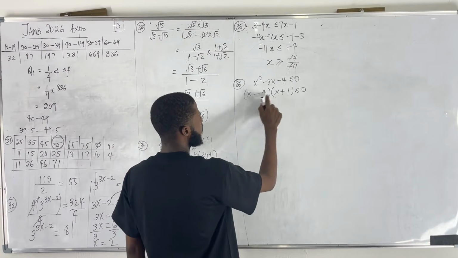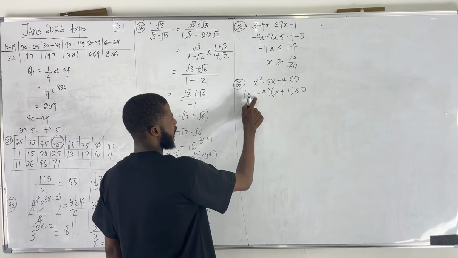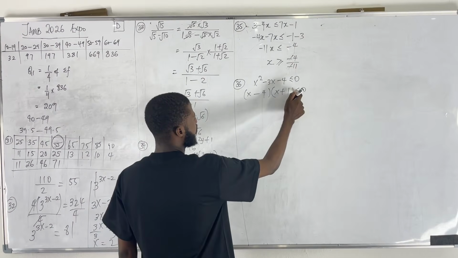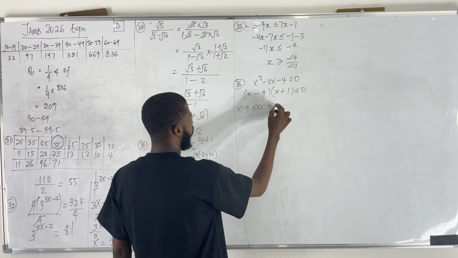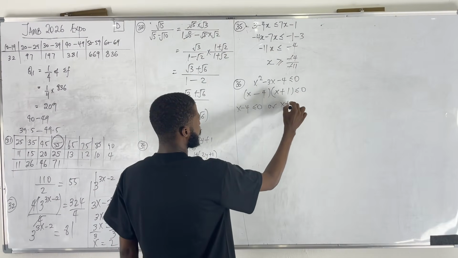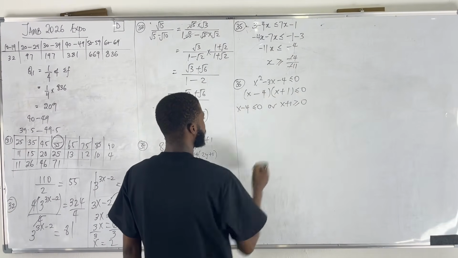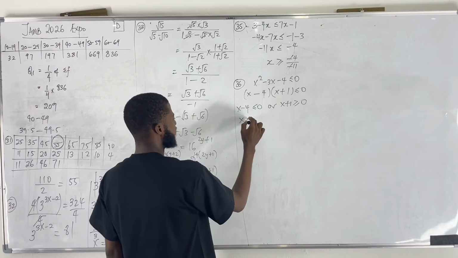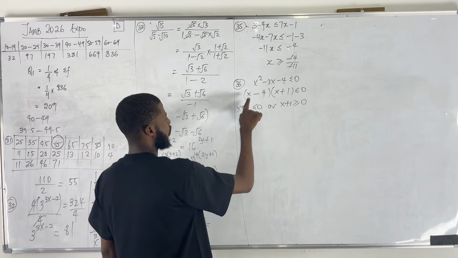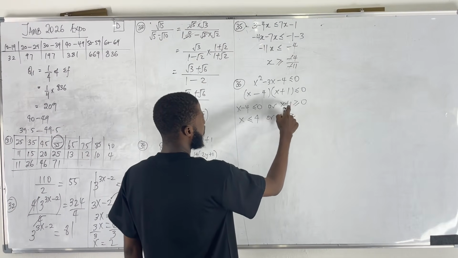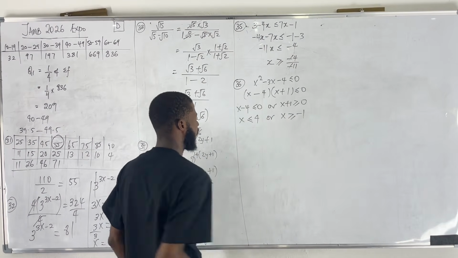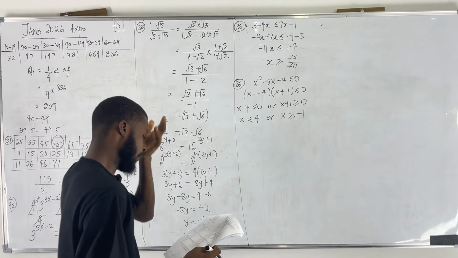Now, between these two, which one is smaller? The x minus 4 is smaller. So for this smaller one, we take the sign in this equation: x minus 4 less than or equal to 0. For the bigger one, x plus 1, we take the opposite, so that's greater than or equal to 0. Now this is x less than or equal to 4, if the minus 4 comes out to become 4, or x greater than or equal to minus 1, if the plus 1 comes out to become minus 1. So that's what we're going to be having.